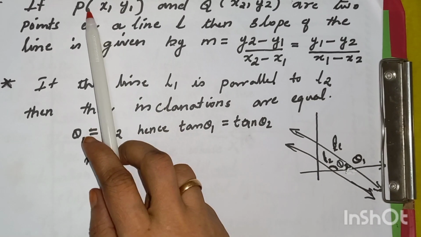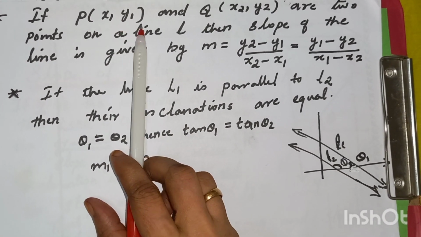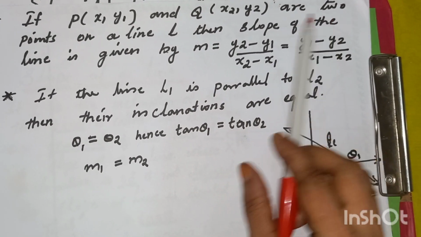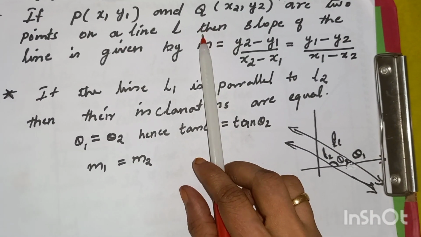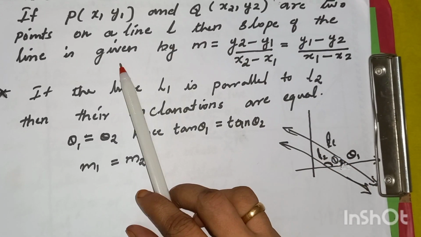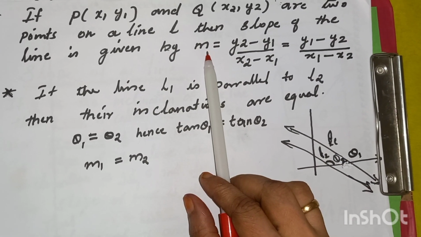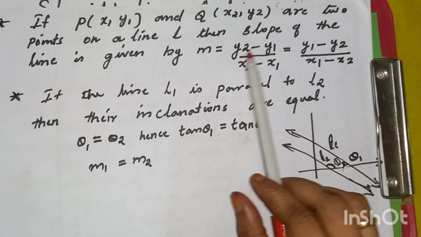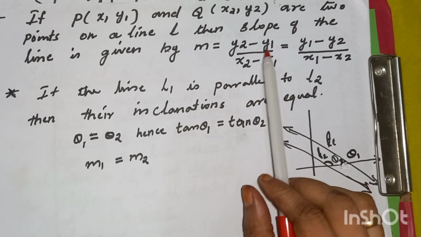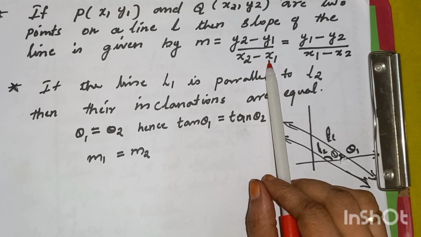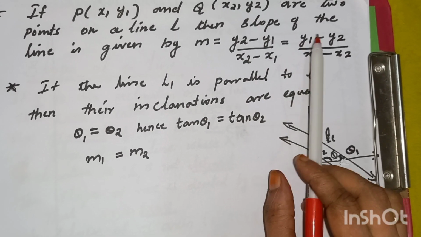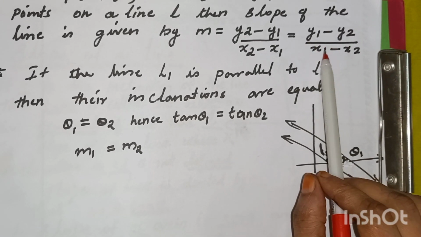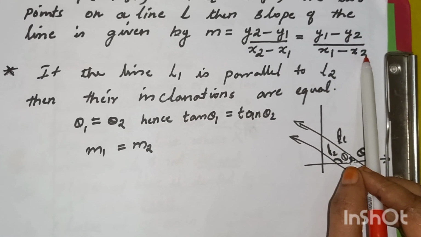Next we are going to study: if P(x1, y1) and Q(x2, y2) are 2 points on the line L, then the slope of the line is given by m is equal to y2 minus y1 divided by x2 minus x1, which is equal to y1 minus y2 divided by x1 minus x2, isn't it?